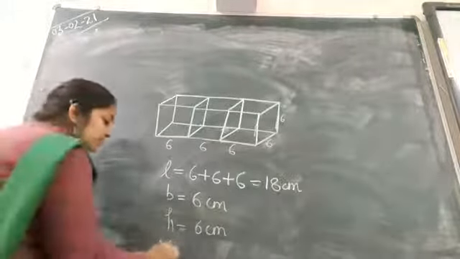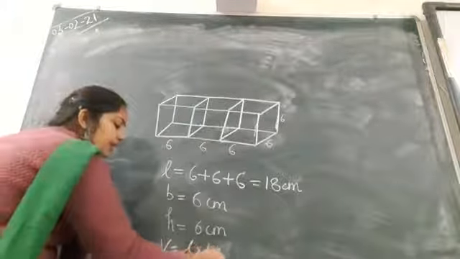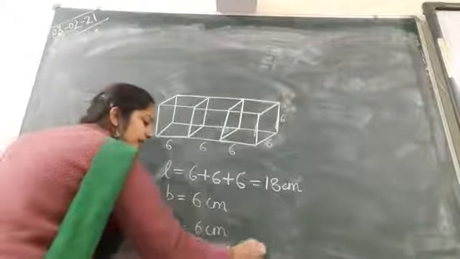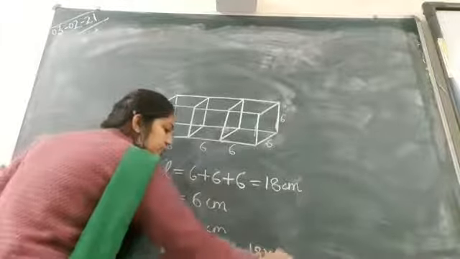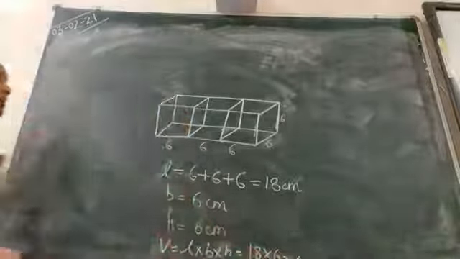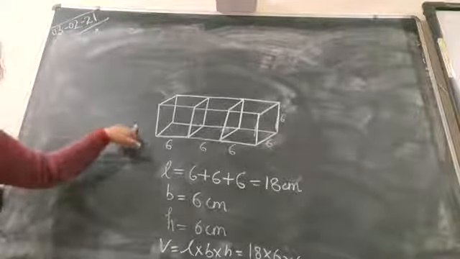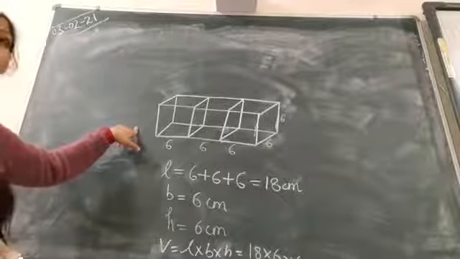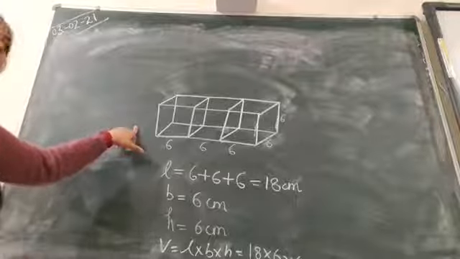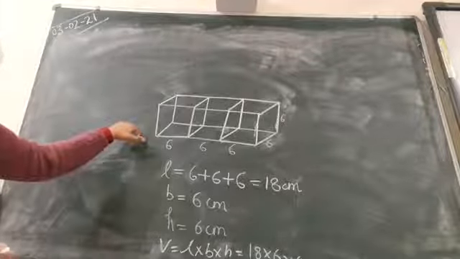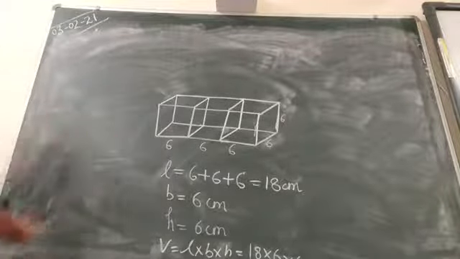Yes. Very simple. L into B into H. That is 18 into 6 into 6. Right? Make this diagram on this figure. Yes, you have to draw this diagram, but not now. You can draw it at home because now if you'll start drawing, you'll waste the time. Okay? You can draw the diagram at home.